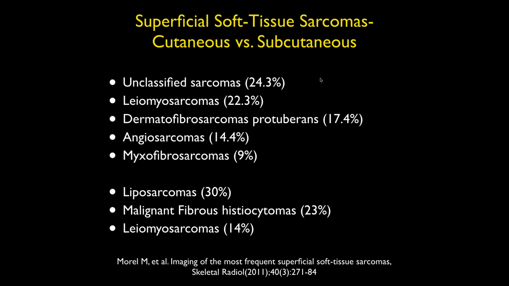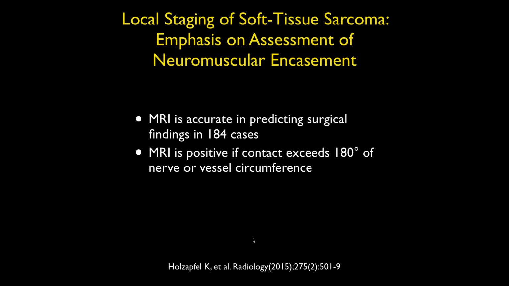And then if we look at soft tissue sarcomas, when people looked at these, what were they? Well, about a quarter were really not classifiable by histologic criteria. About a quarter were leiomyosarcomas, dermatofibrosarcoma protuberans. We'll look at some of these, angiosarcomas, myxofibrosarcomas. Liposarcomas were about a third, MFH were about a quarter, and then leiomyosarcomas. And then found that MRI is actually quite good at staging tumors when compared with surgical staging.